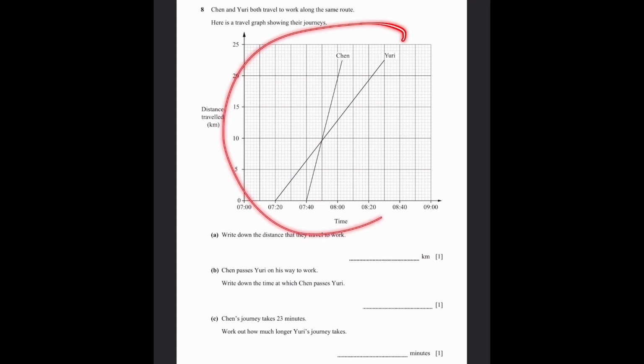We have a distance time graph over here which they call a travel graph. So the distance that they travel will be the ending distance right there. And at these points, the distance is 22.5 kilometers. Therefore, that is what we will write. B. Chen passes Yuri on his way to work. Write down the time at which Chen passes Yuri.